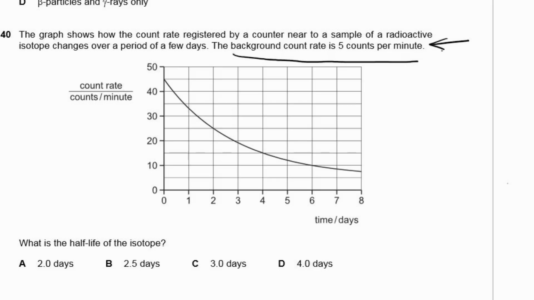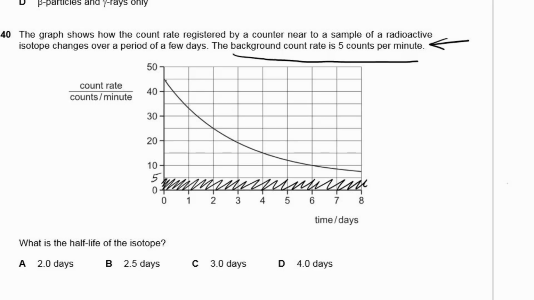Alright, pay attention to this. Why? Because it means we can ignore this entire section above 5, or under 5. This is our count rate for the actual material as it changes. Alright. So what does that mean? Well, it means between 5 and 40, it's registering 40.